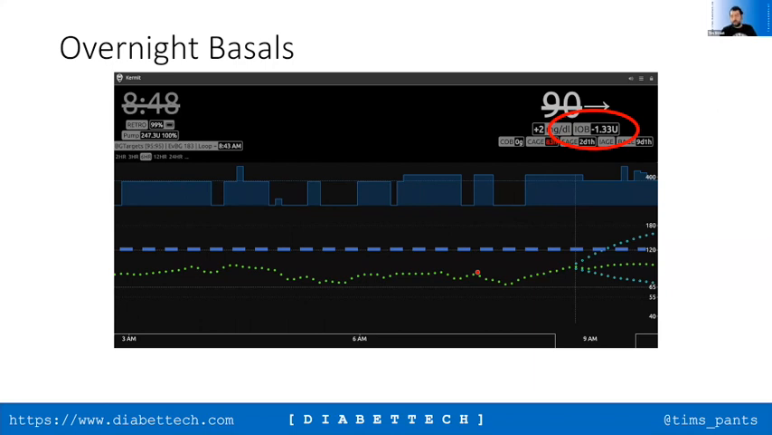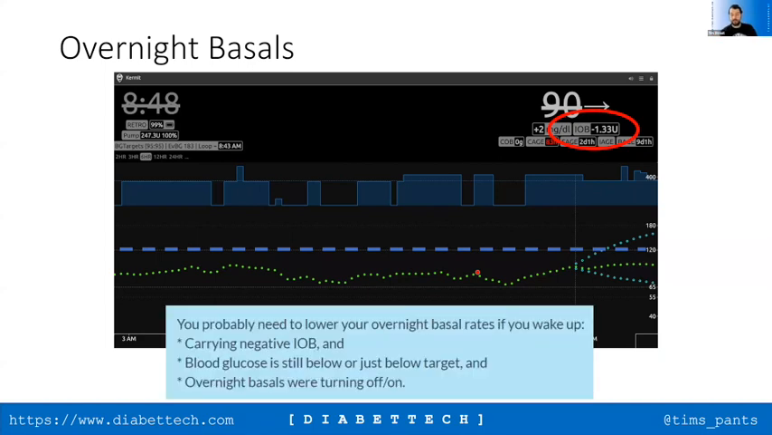And what can we do with this information? Well, we can figure out that we probably need to make our basal rates overnight lower. That shows because we're carrying that negative IOB, the glucose level is below or just below target, and the overnight basals have been going on and off throughout the night to try and figure something out.